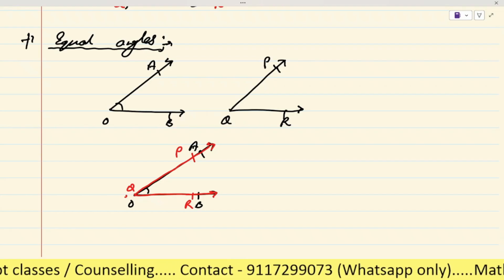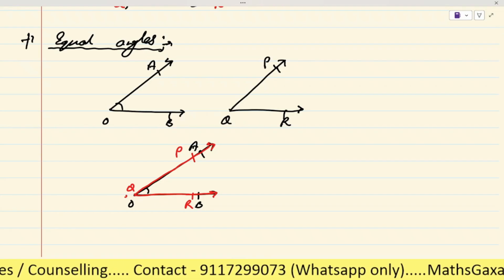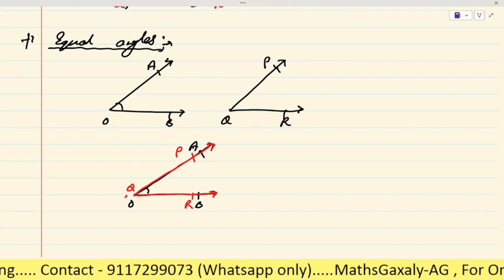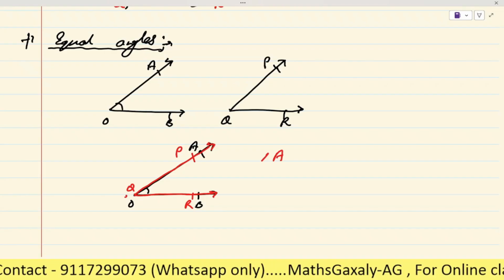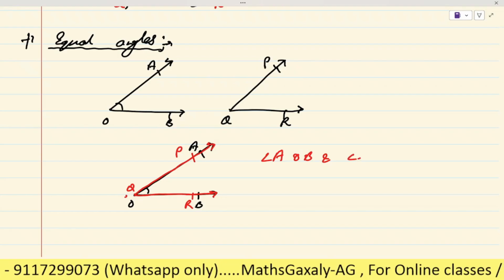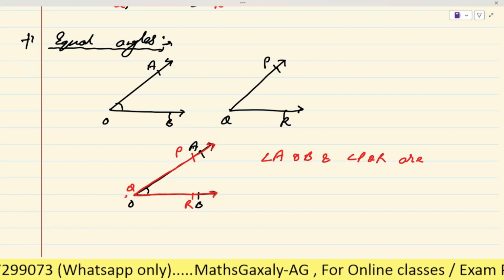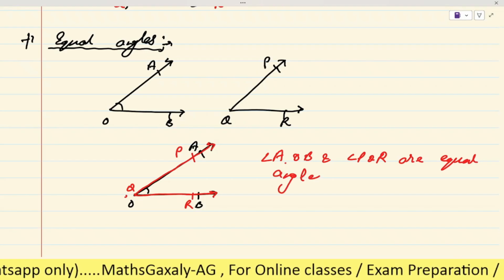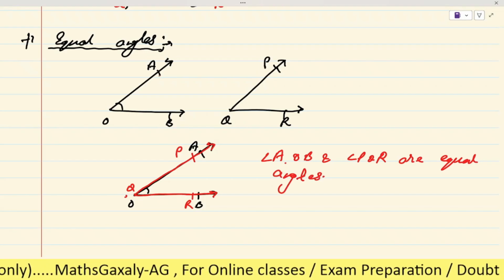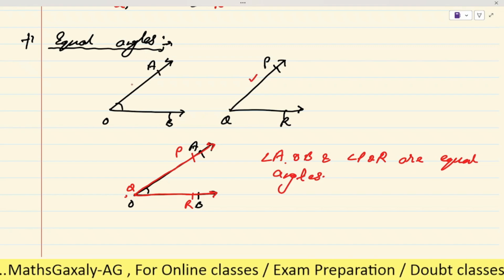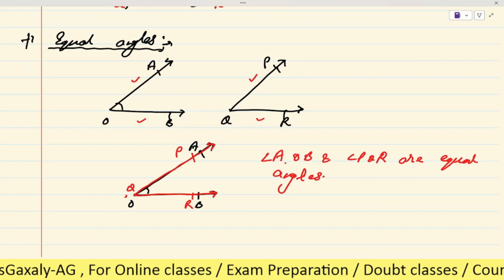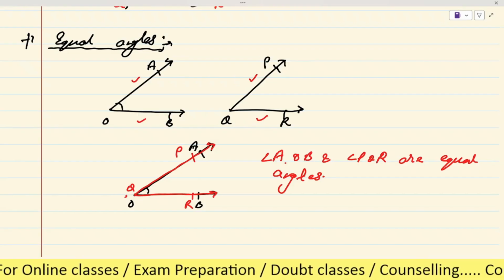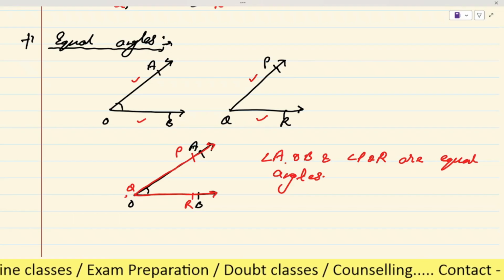So in this way we can say that angle AOB and angle PQR are equal angles. In this way AO overlaps PQ and BO overlaps QR. Is it clear or any doubt?